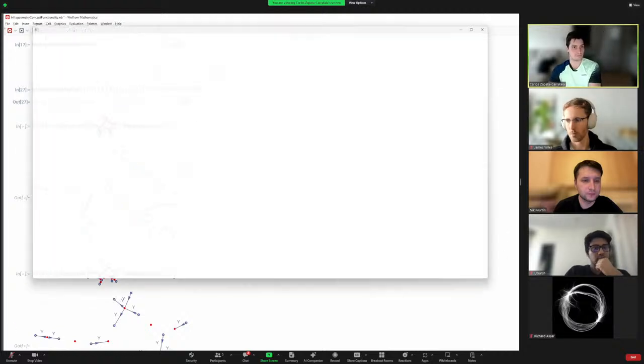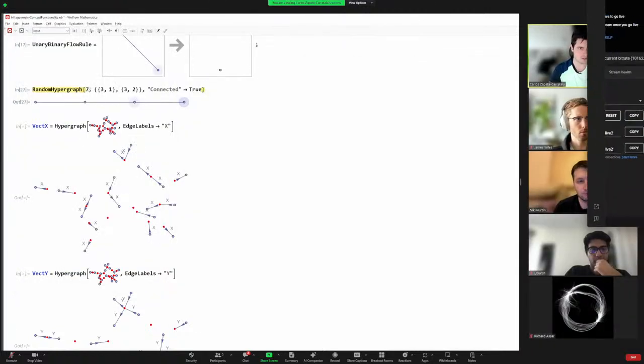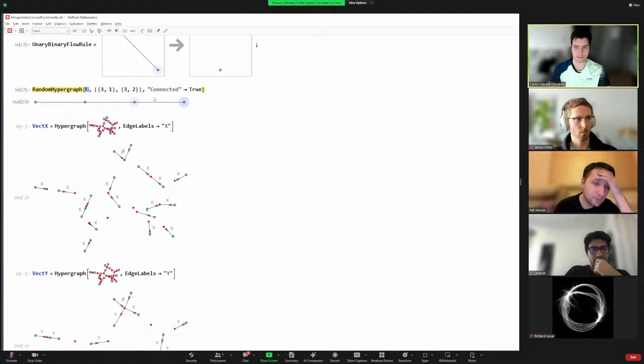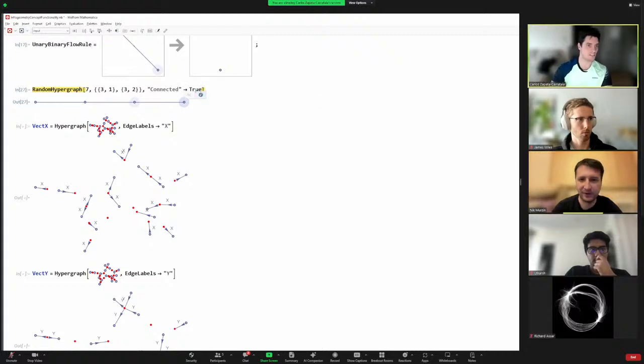So yeah, I can't remember whether it's forcing connected. No, it was not forcing connected, but it was not including any vertices that are not used in edges or something like that. I haven't touched this function, so I don't remember.